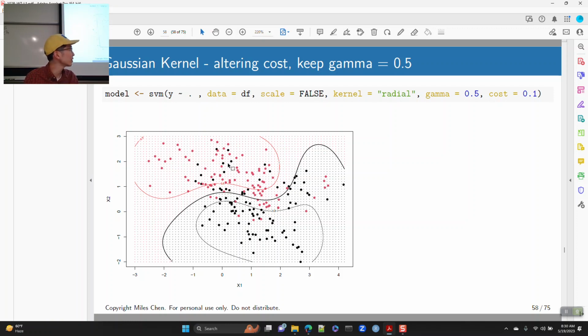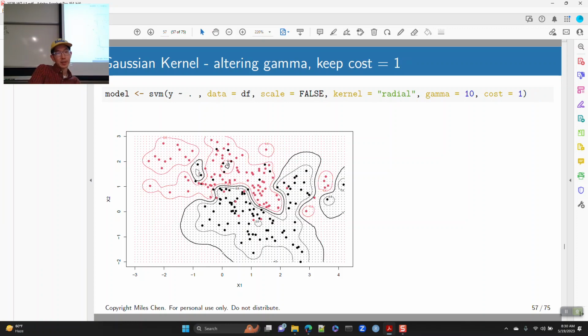And so if we have low cost, we're going to say, I don't mind misclassified points very much. And if I have a very high cost, we're going to say we really want to avoid any kind of misclassification. As you increase gamma, as you increase cost, they're both going to have the effect of changing things. Too high of a gamma, you're going to overfit your data. Too high of a cost, you'll also overfit your data. But the effects of each one are different, a little bit more nuanced.